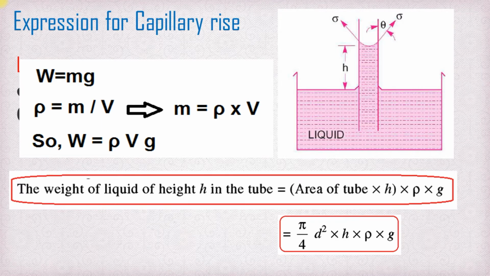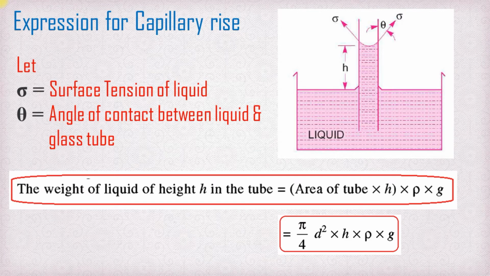So the weight of liquid of height h in the tube equals the area of tube multiplied by height. It is the volume of the fluid which rises in the tube, and rho means the density of the fluid and g means the gravitational acceleration. The area of the tube is pi by 4 d square, and the liquid rise is h, and rho means density and g means gravitational acceleration.